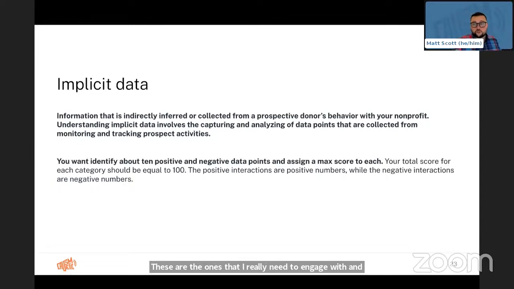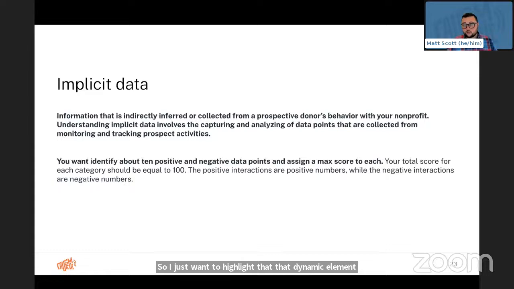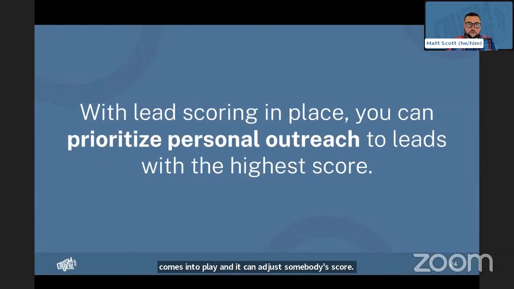And that might change over time, because we know if somebody volunteers or they attend an event, they're way more likely to make another contribution in the few days after that, or complete a survey in the few days after that, than they are as more time goes on. So I just want to highlight that dynamic element comes into play and it can adjust somebody's score. It is dynamic and it's based on their behavior in real time.